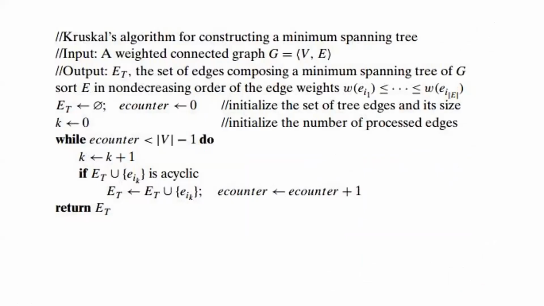So what does the algorithm say as per the textbook? Kruskal's algorithm for constructing a minimum spanning tree. What is the input? A weighted connected graph G will be the input. Graph G is a set of vertices and edges. Then what is the output? It provides a set of edges. The set of edges will be the output. That set of edges can compose a minimum spanning tree of the original given graph G.